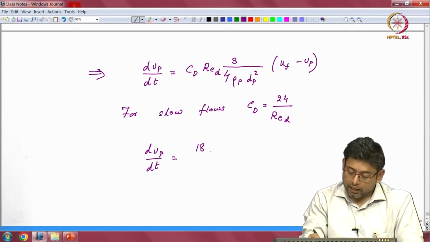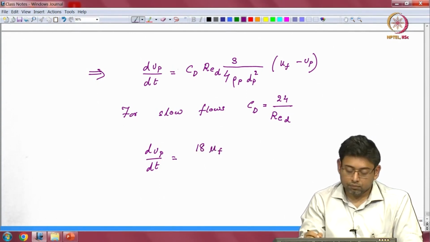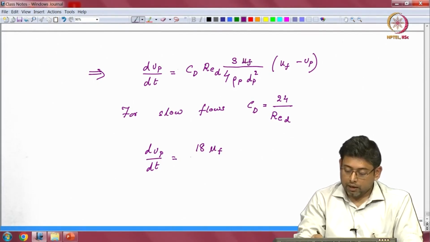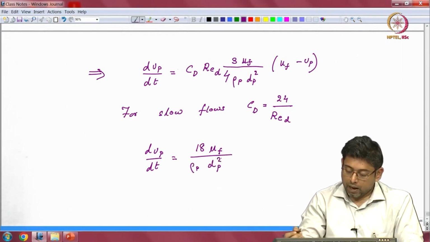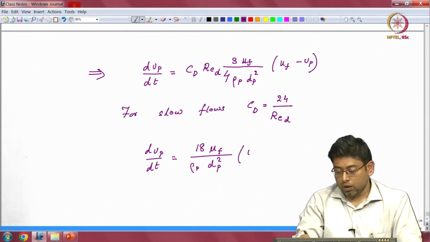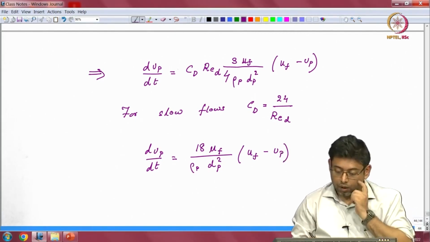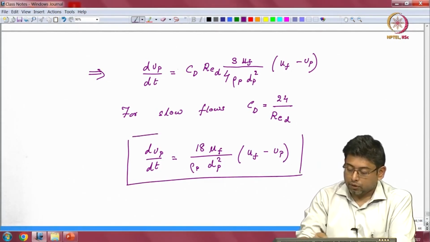18 times mu_f. Okay, there is a mu missing here. Sorry. 18 times the viscosity, over rho_p, the particle density, times dp, the particle diameter squared, times (Uf, the velocity of the fluid, minus Up, the velocity of the particle). So this now becomes an ordinary differential equation that can be solved.